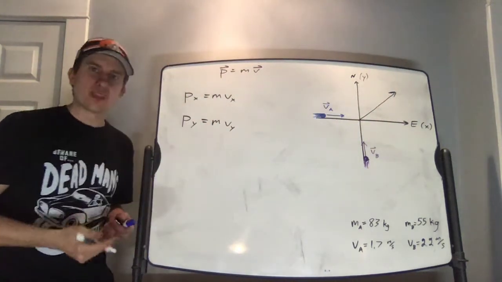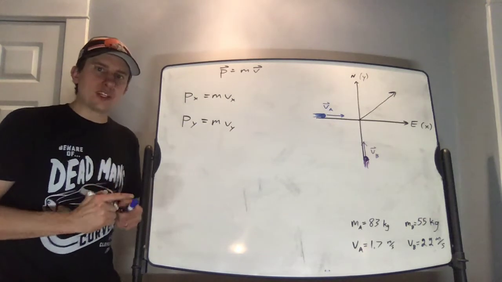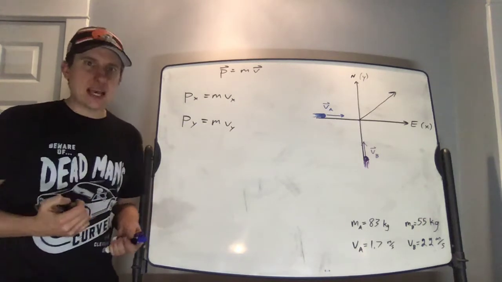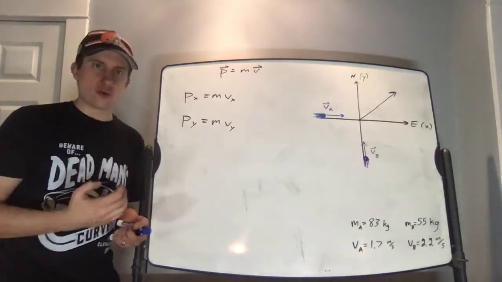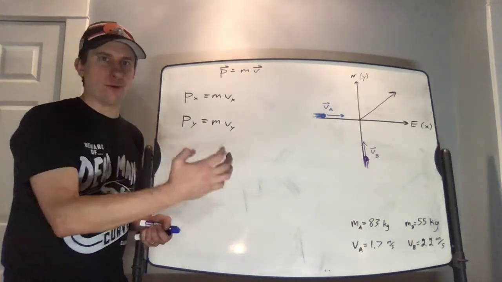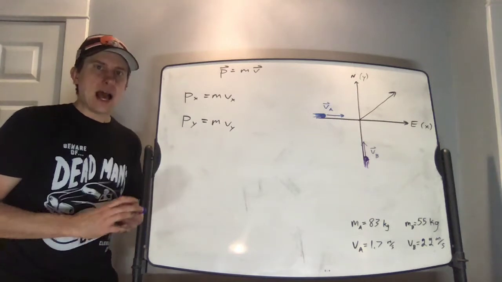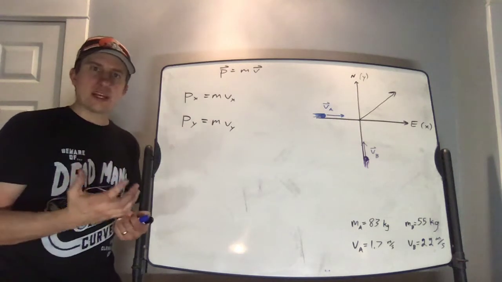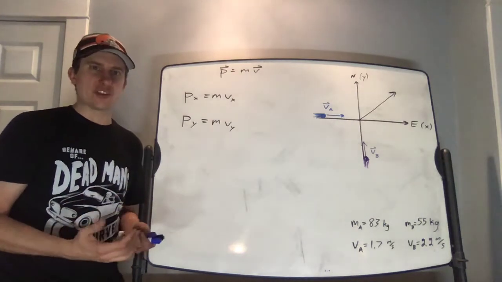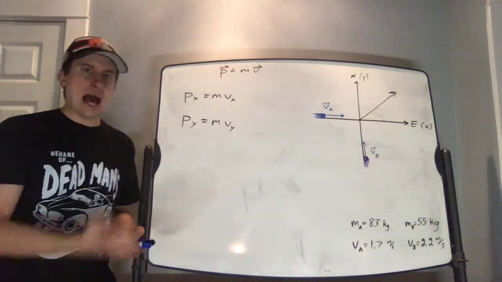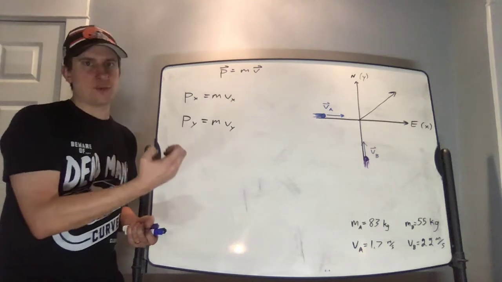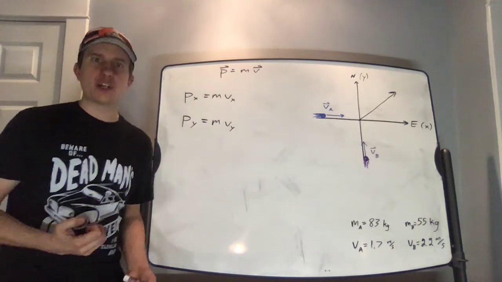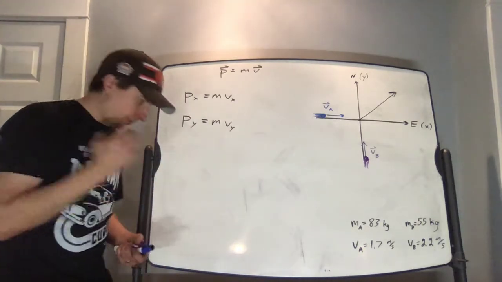If momentum is going to be conserved, this means that both p total x and p total y must be the same before and after the collision. I am not really going to be interested in the details of the collision itself. I am only going to be interested in what the system is doing before the collision and after the collision.